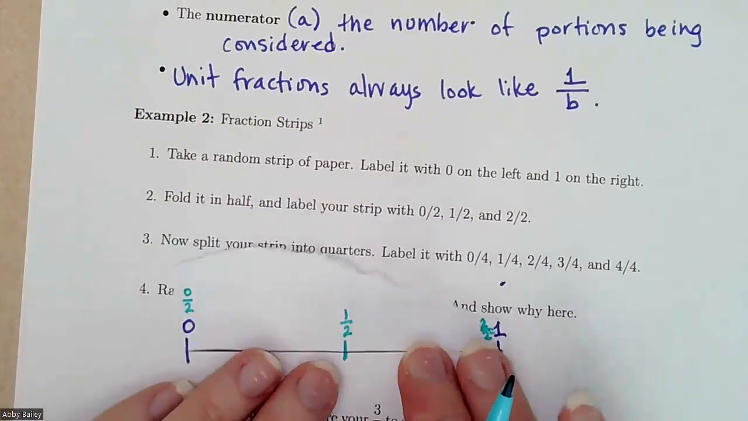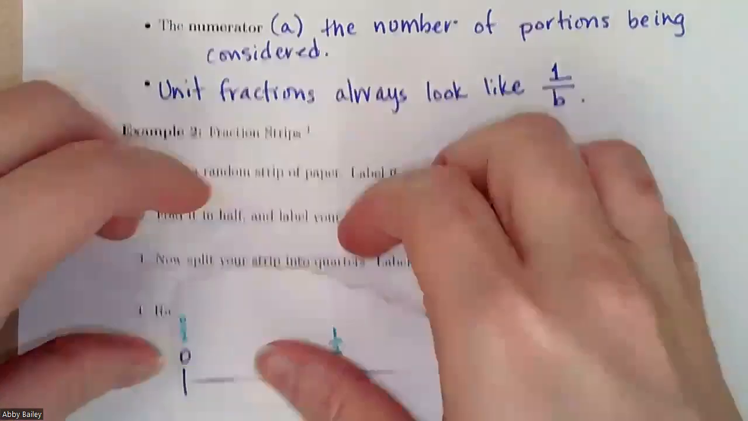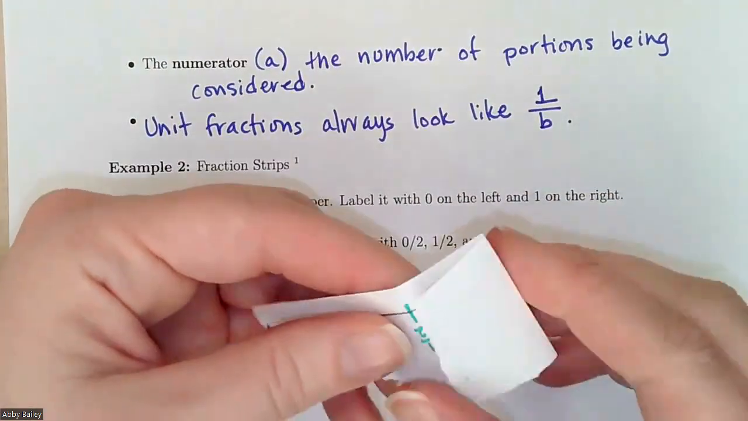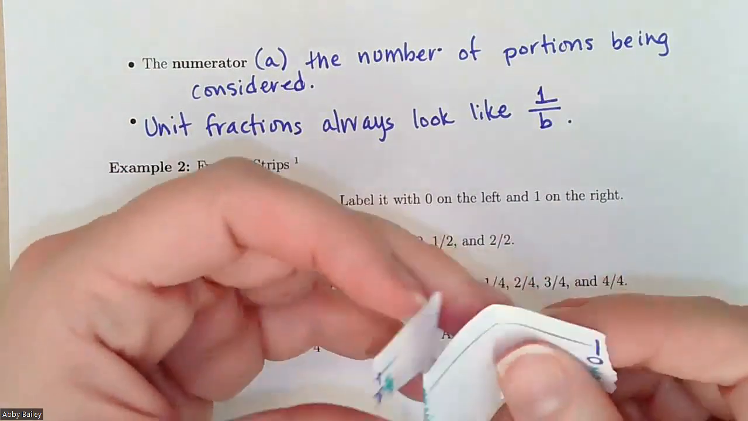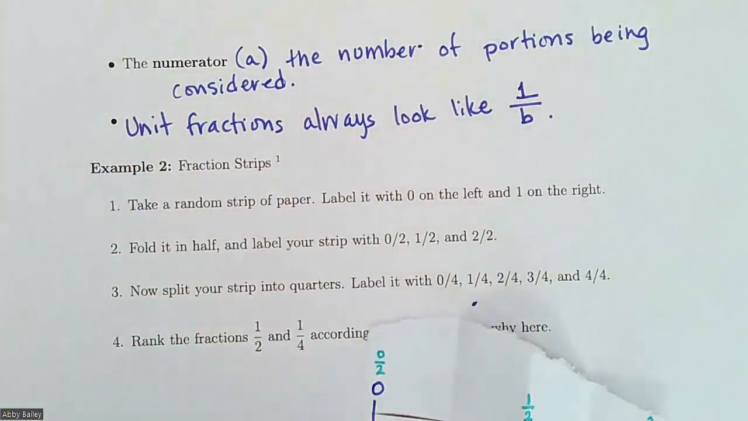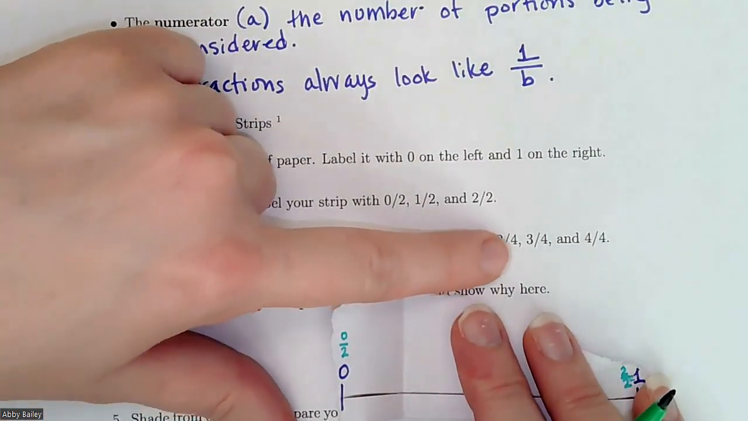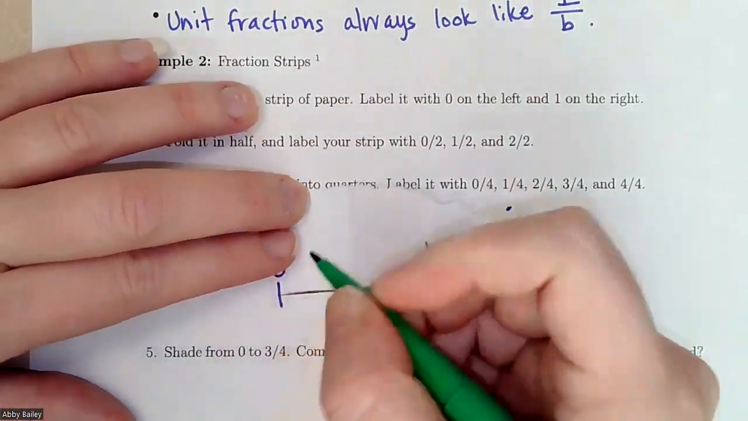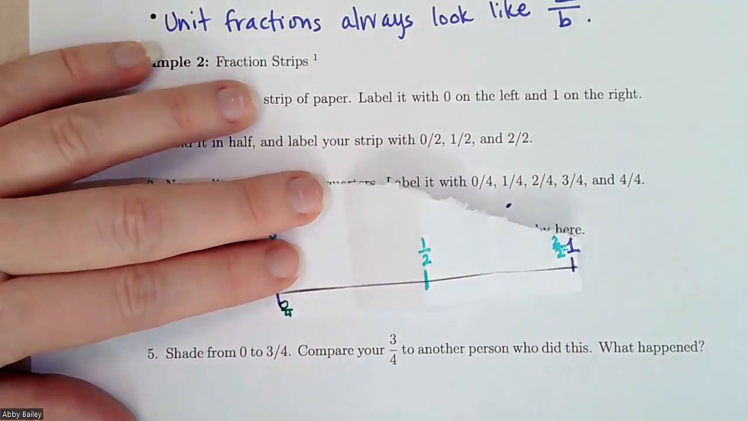Okay, got it. Now split this into quarters. Got it, will do. So now I'm taking each half and folding it in half. Done. Okay, so now I have a couple of crimps in there. And it says label it with 0 out of 4, 1 out of 4, 2 out of 4, 3 out of 4, and 4 out of 4. Okay, so I'm going to start at 0. And I'm going to label this one 0 out of 4 pieces.